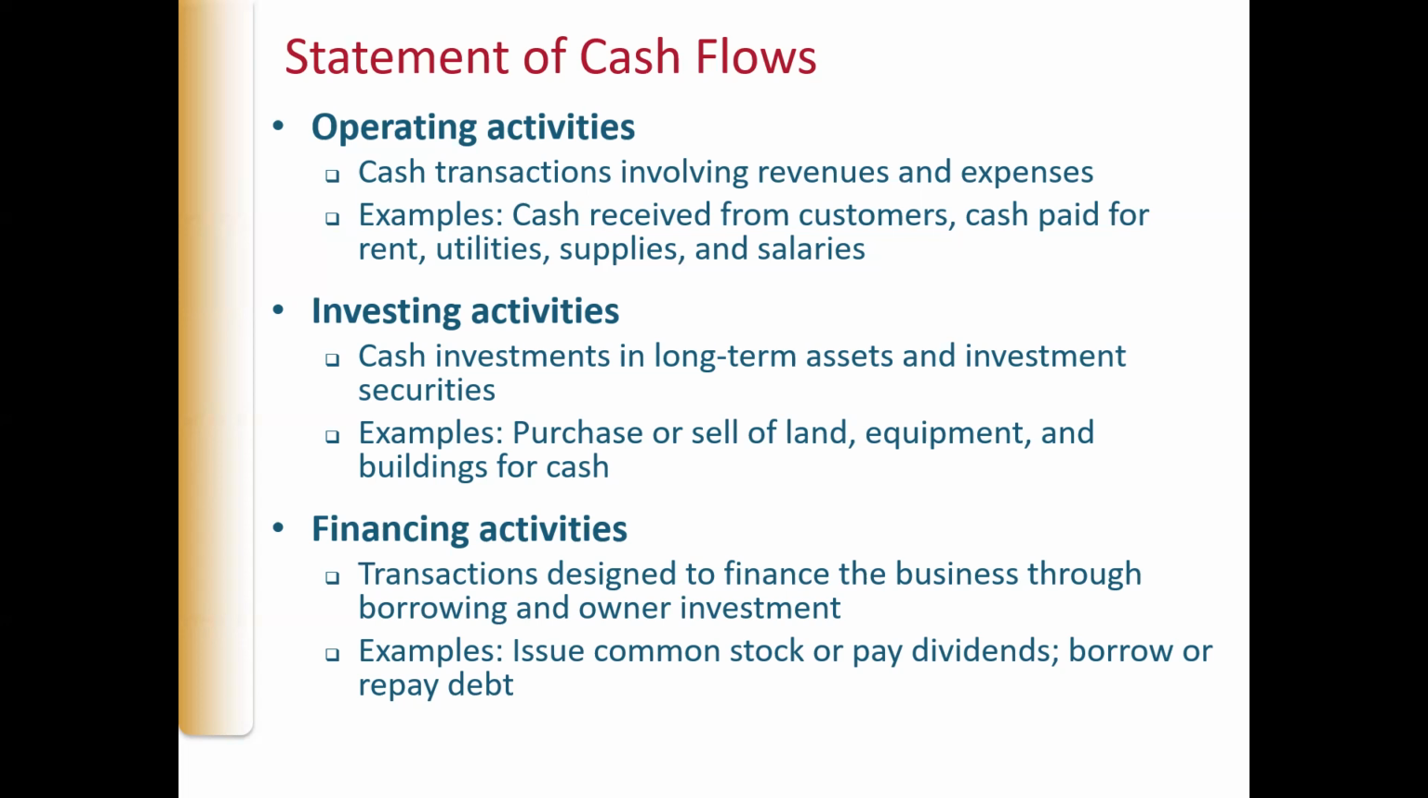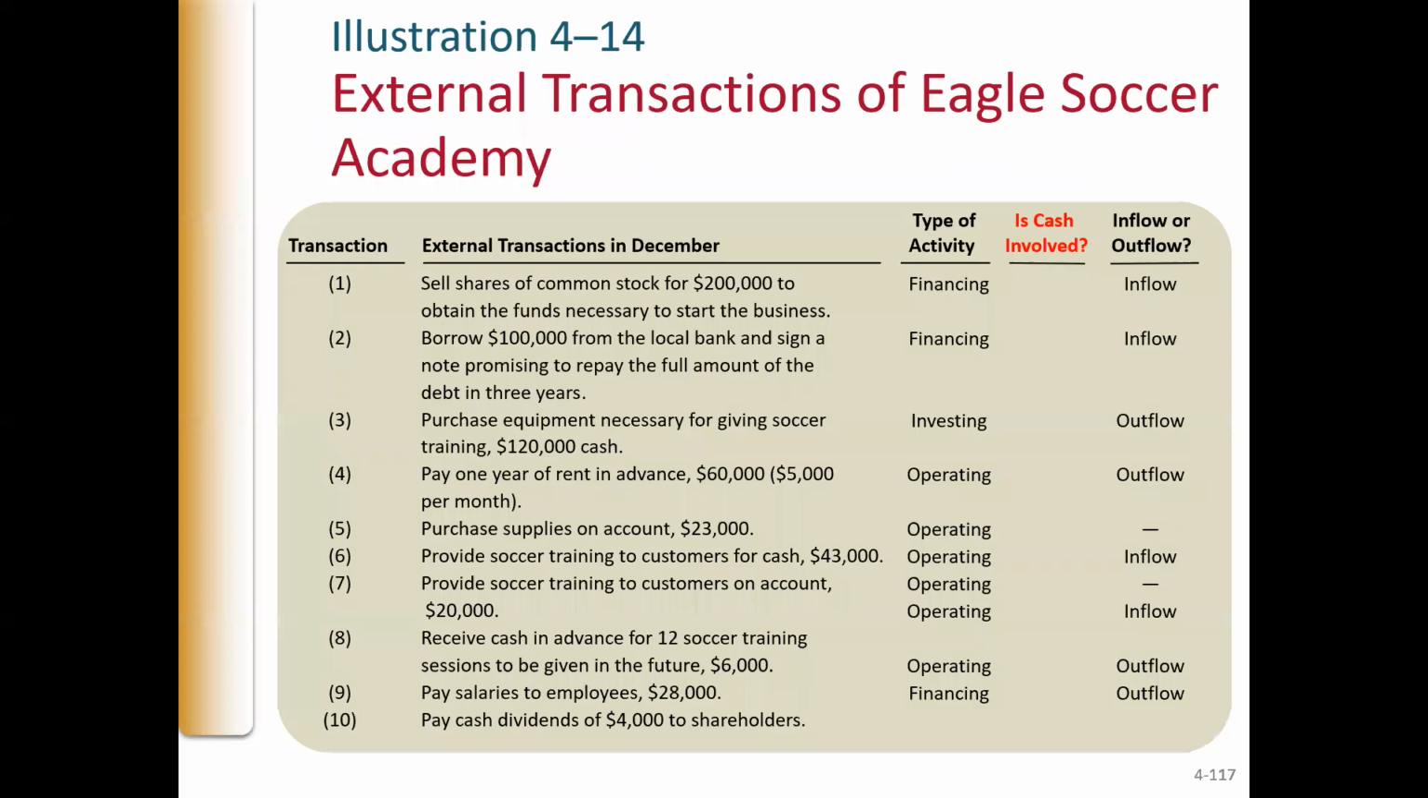Remember, the statement of cash flows is only for the use of cash. So when you look at these transactions that we started the book with regarding the soccer company, we went through and decided, were they financing, were they investing, or were they operating activities? So we have them listed here, but items that are not linked with cash are not added to the statement of cash flows. Do you see number 5 where it says purchase supplies on account for $23,000?